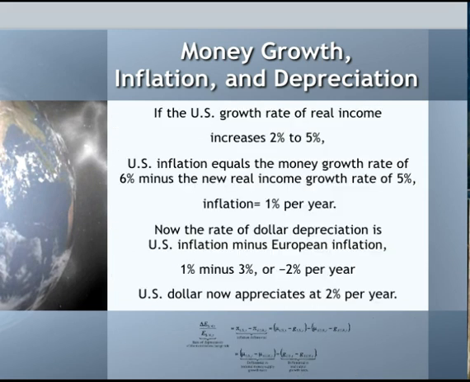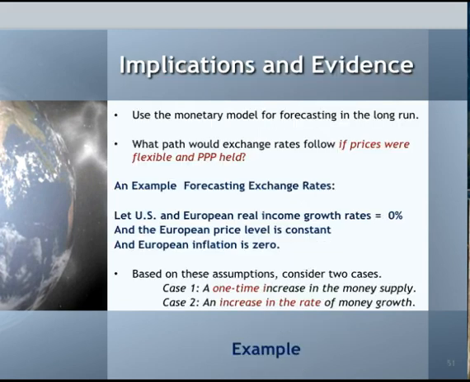Here's another example of the growth rate of real income. Let's say in the U.S. it increases from 2 to 5%. U.S. inflation equals the money growth rate of 6% minus the new real income growth rate of 5%. What do we expect about inflation? We would expect 1% per year. Now, the rate of dollar depreciation is U.S. inflation minus European inflation. So we would expect it to be minus 2% per year. That means the U.S. dollar now appreciates at 2% per year. And this is going to be very close to one of the questions that are asked in the homework assignment.